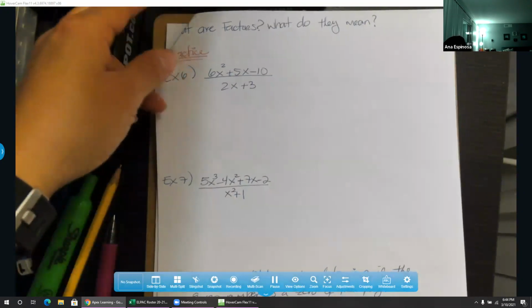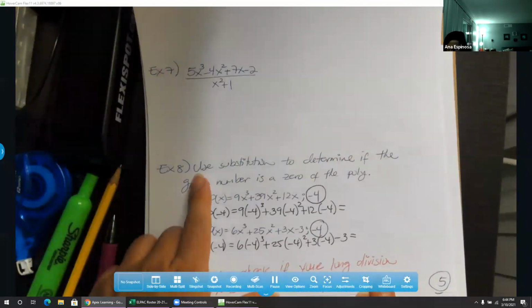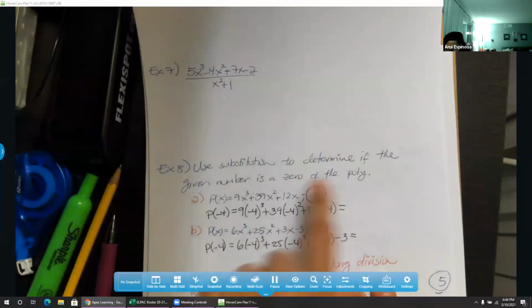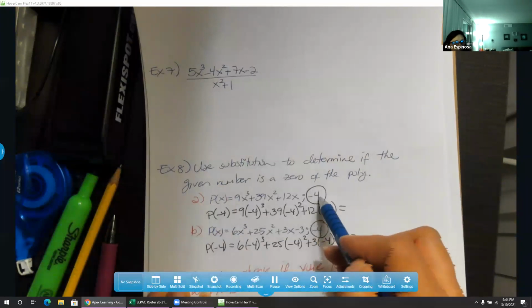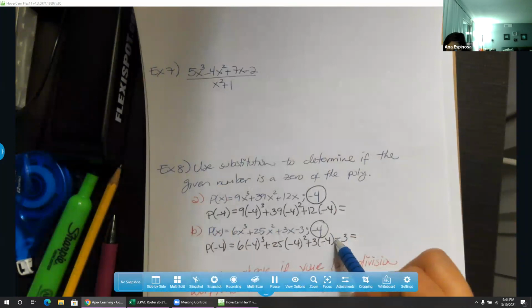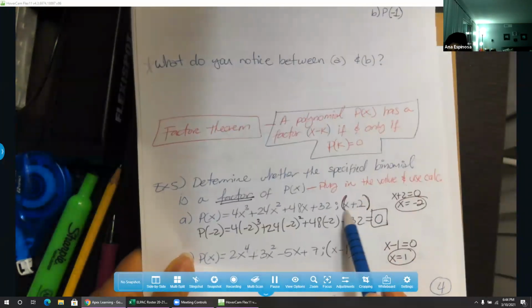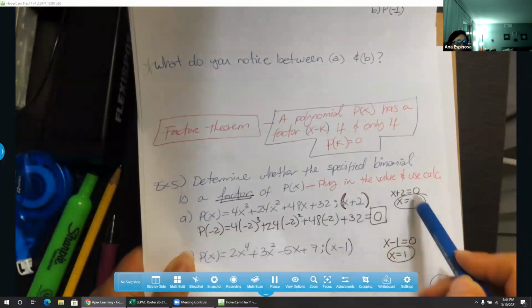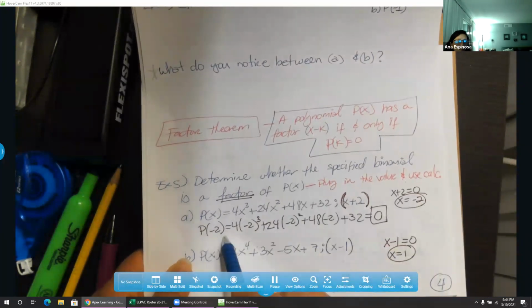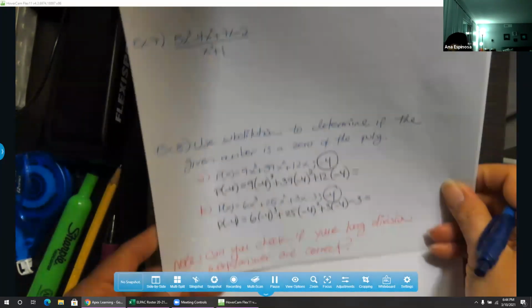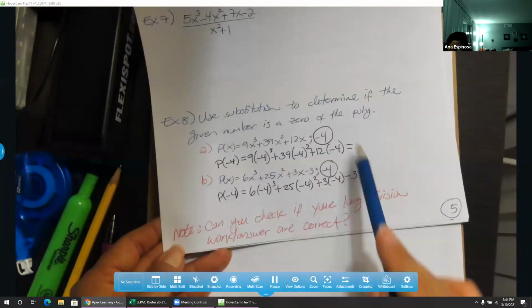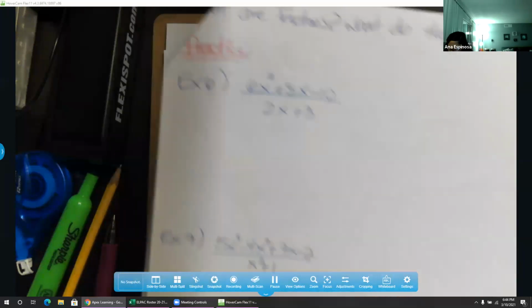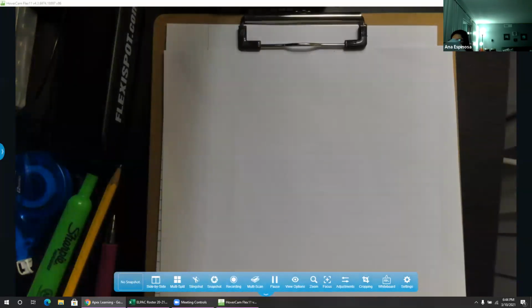Okay. All right, here you've got some more practice. It says use substitution to determine if the given number is a 0. If they just give you the number, then just plug in that number. Notice I didn't change the sign. However, if you're given a binomial, you have to set it to 0, and you end up plugging in the opposite of that number, right? Okay, so make sure you know the difference. And then, can you check if your long division or your work answer are correct? How can you check? According to what we've done, how can you check?